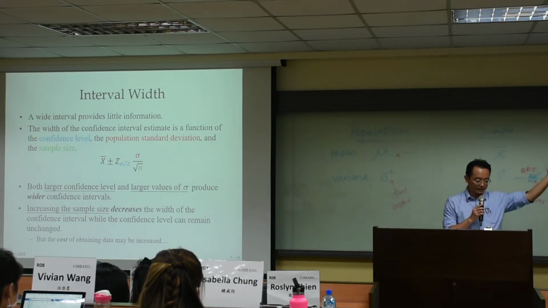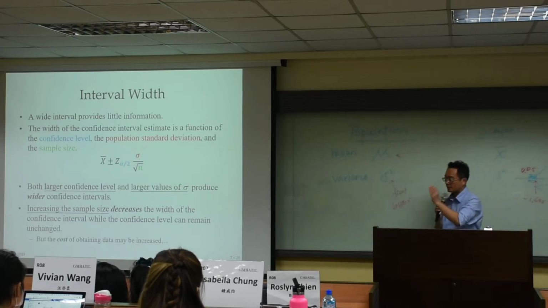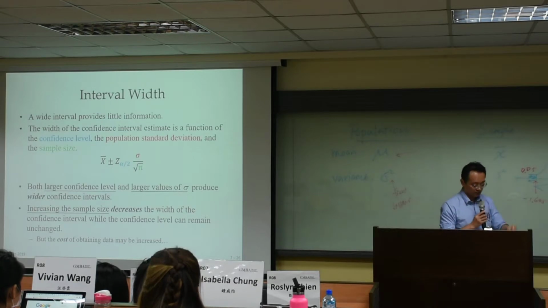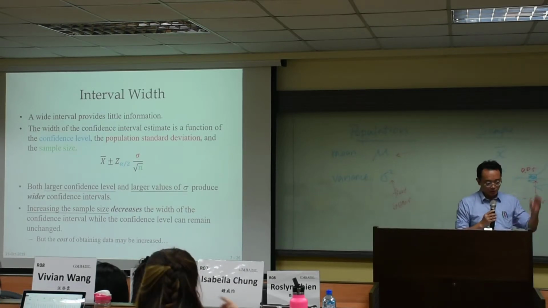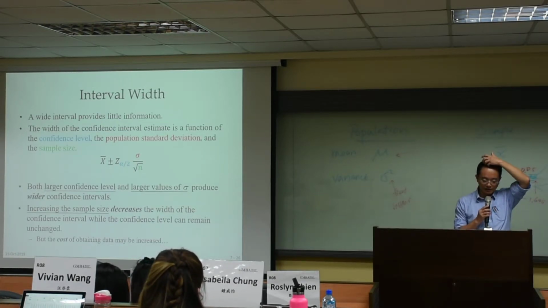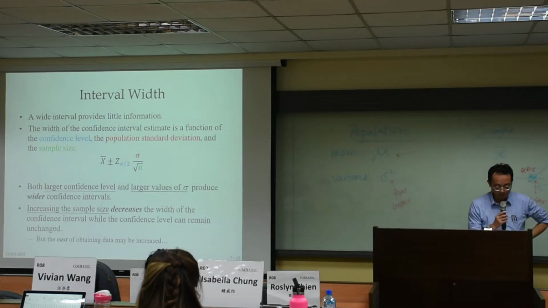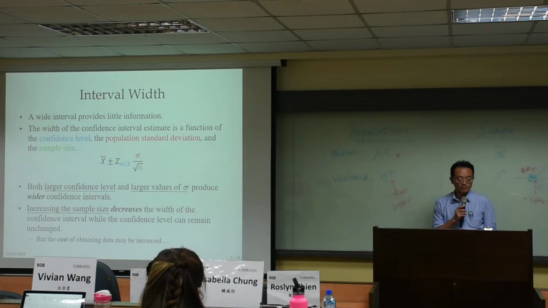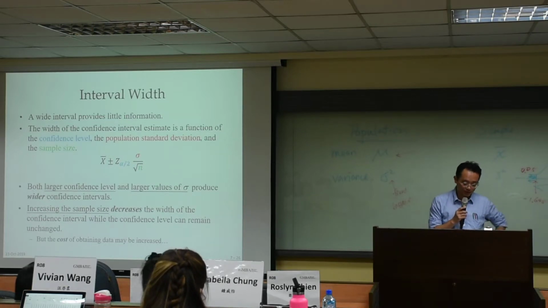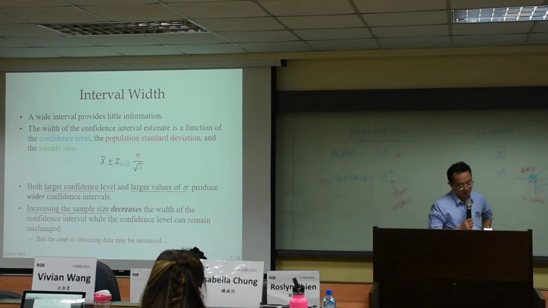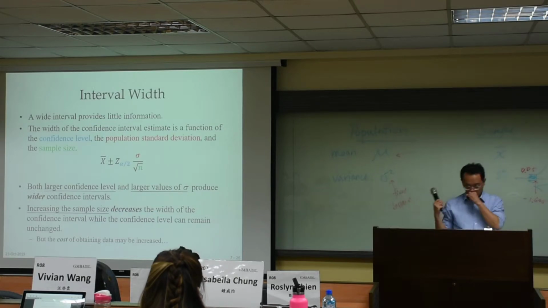So the wider the interval provides less information, because we have no confidence in concentrating. So the width of the confidence interval estimate is a function of 3 things: confidence level, which is alpha, the population standard deviation, which is sigma, and the sample size, which is n. Again, I use the colors to denote the positions of these 3 items.